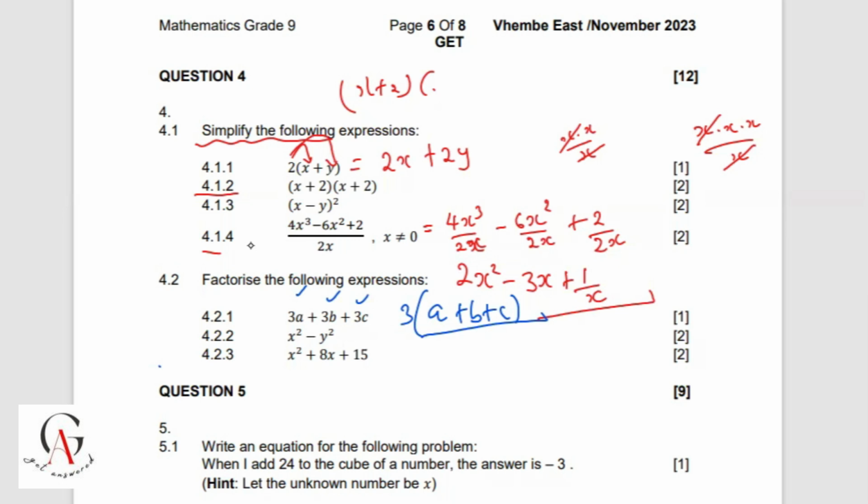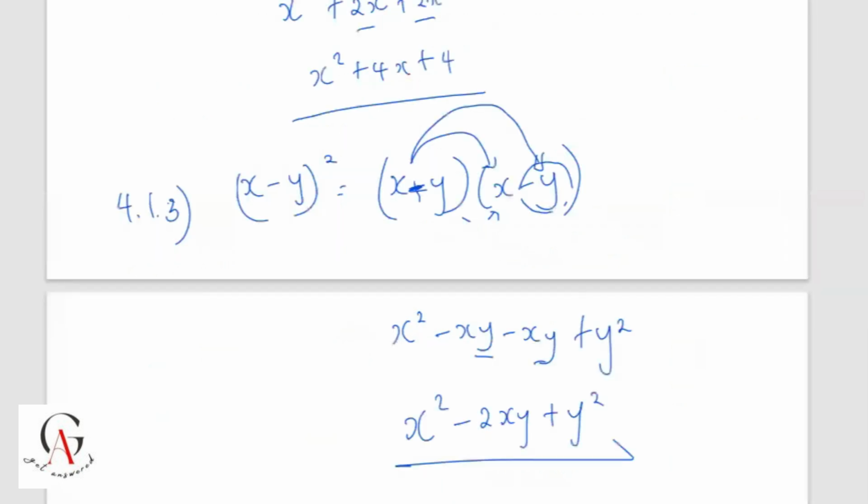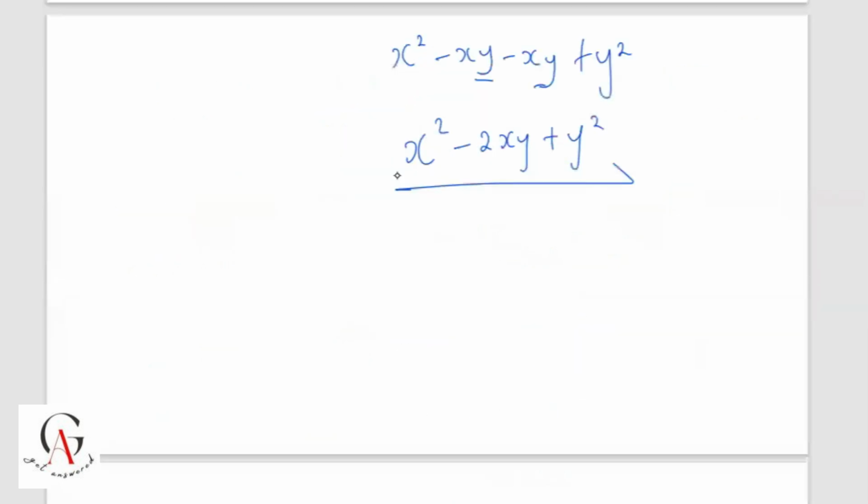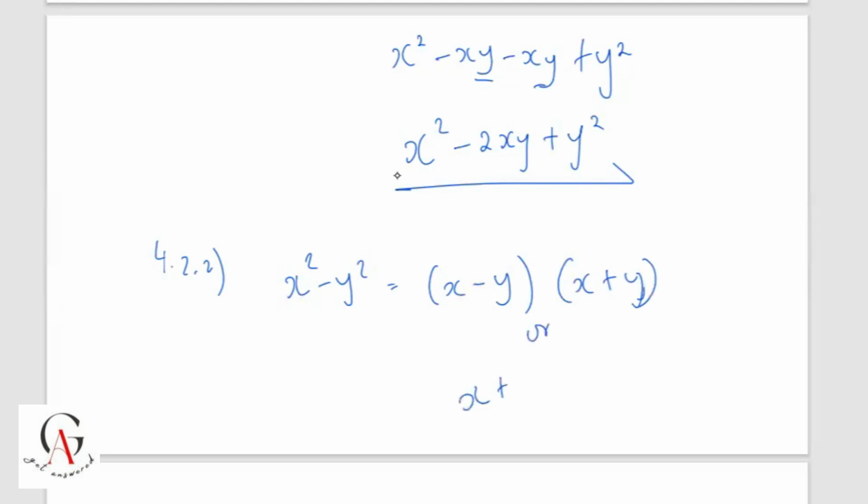Then 4.2.2 is saying x squared minus y squared. This is a difference of 2 squares, and that must give us x minus y and x plus y. Or you can just write it as x plus y and then x minus y. It doesn't matter which bracket comes first.